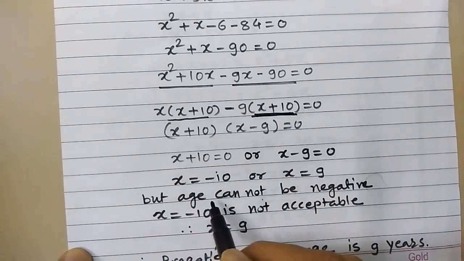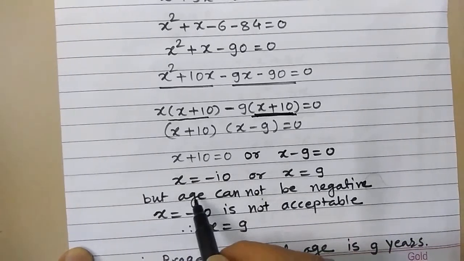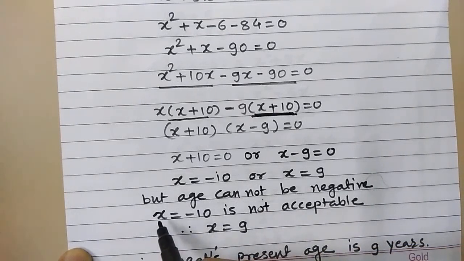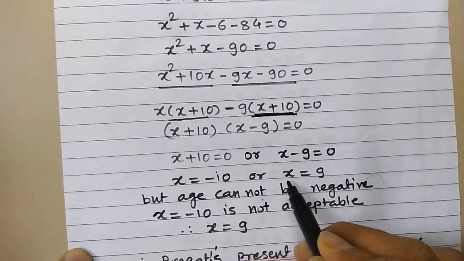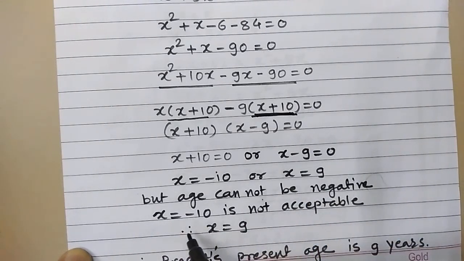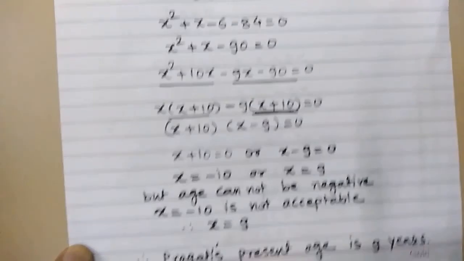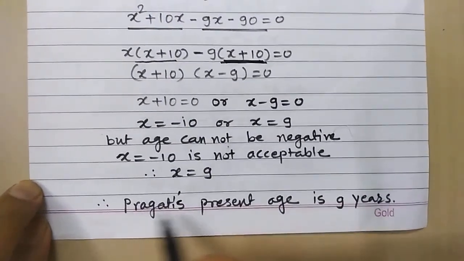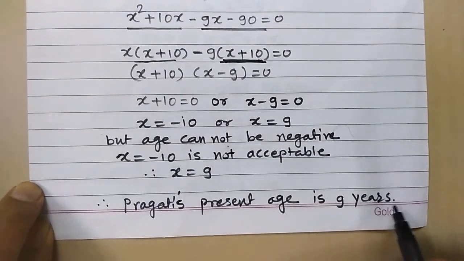But we can't measure age in the negative format. That's why I write down, but age cannot be negative. That means x is equal to minus 10 is not acceptable. Then what is acceptable? x is equal to 9, it is a positive value. Therefore x is equal to 9. Whom did we consider as x in the beginning of the example? We have considered here Pragati's present age as x years. That's why at last I write down the answer in words: Pragati's present age is 9 years.